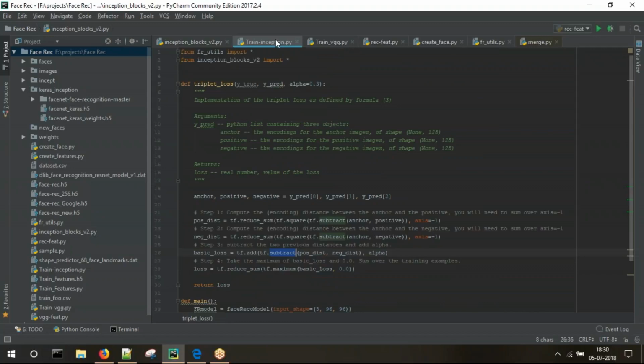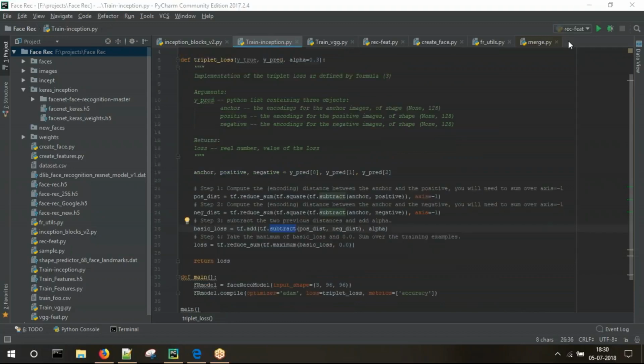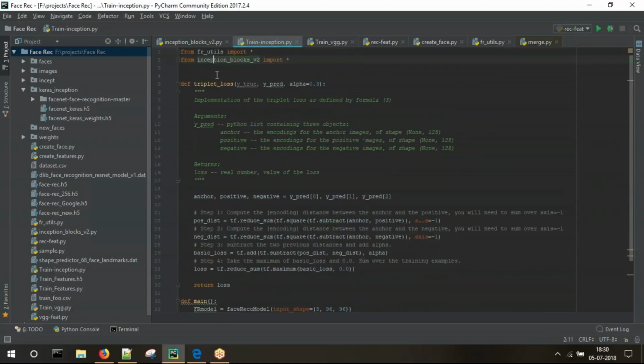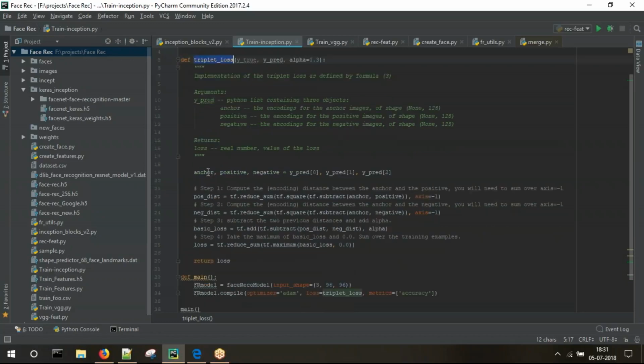Also, this is my triplet loss function. I have an anchor image, as I've already told you, which is the image that I want to recognize. This is the positive image. These two images, anchor and positive, are the same person. Not the same image exactly, but the same person, maybe in different lighting conditions. And then we have a negative image, which is not of the same person.